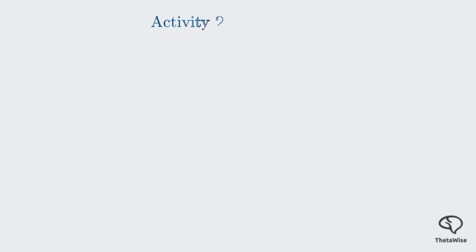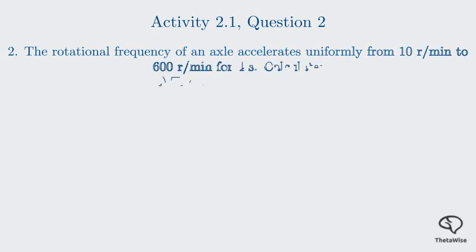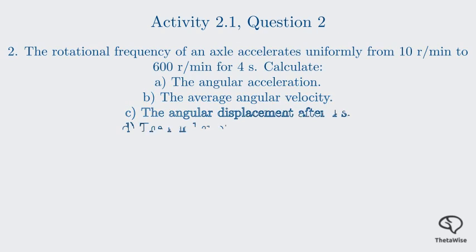Let's move on to Activity 2.1, Question 2. The question states, the rotational frequency of an axle accelerates uniformly from 10 revolutions per minute to 600 revolutions per minute for 4 seconds. Calculate A, the angular acceleration, B, the average angular velocity, C, the angular displacement after 4 seconds, and D, the number of revolutions after 4 seconds. This problem involves acceleration, which means the velocity is changing.